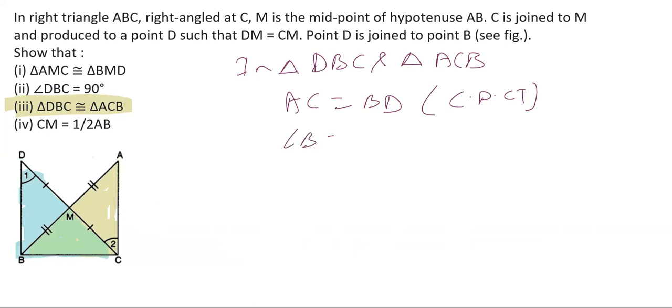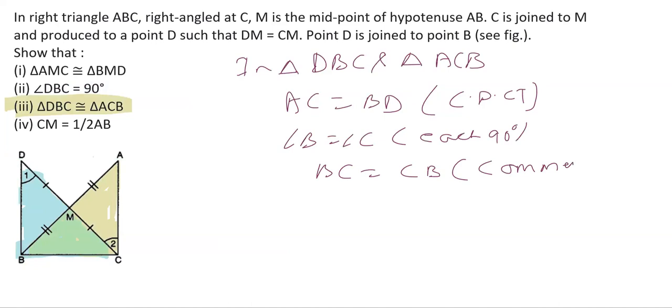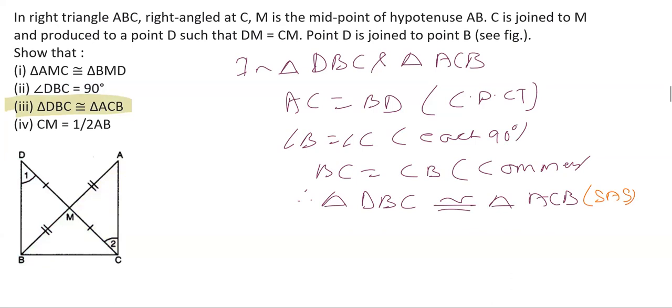Further, we know that angle B and angle C, we just proved, are each 90 degrees. And BC being the common side, BC is equal to CB, that is common. So now we can write, therefore, triangle DBC is congruent to triangle ACB. And the reason will be side angle side. That's the third part.